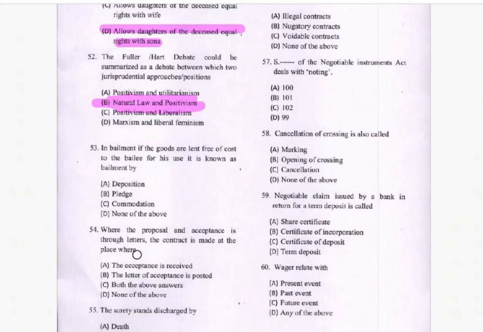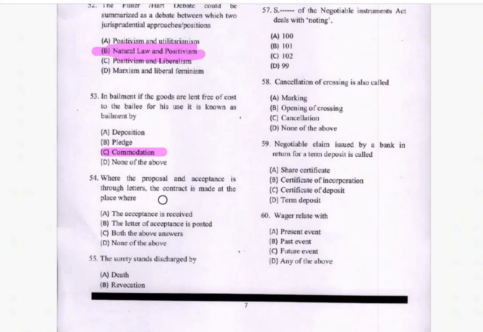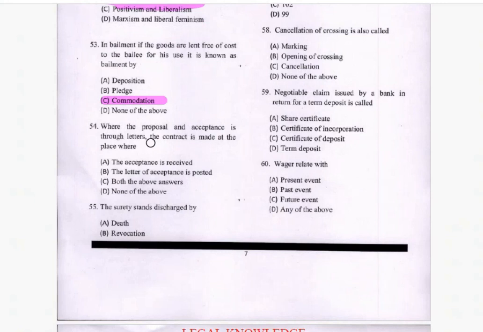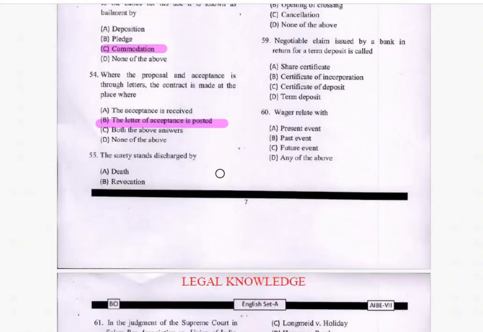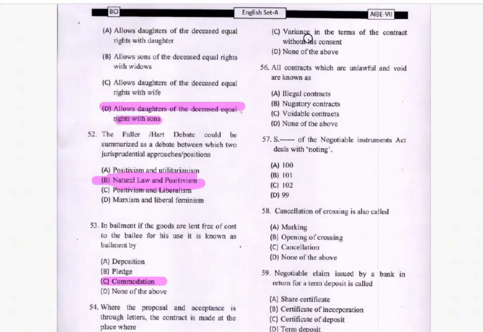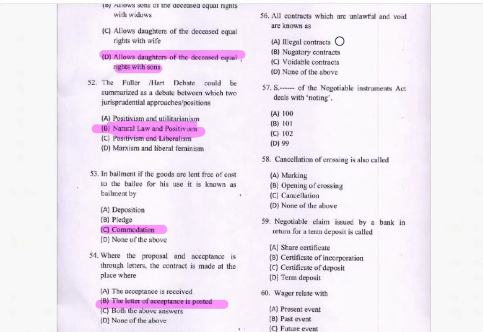Okay. In bailment, if the goods are lent free of cost to the bailee for his use, it is known as bailment by accommodation. Where the proposal and acceptance is through letters, the contract is made at the place where the letter of acceptance is posted. The surety stands discharged by variance in terms of the contract without his consent.